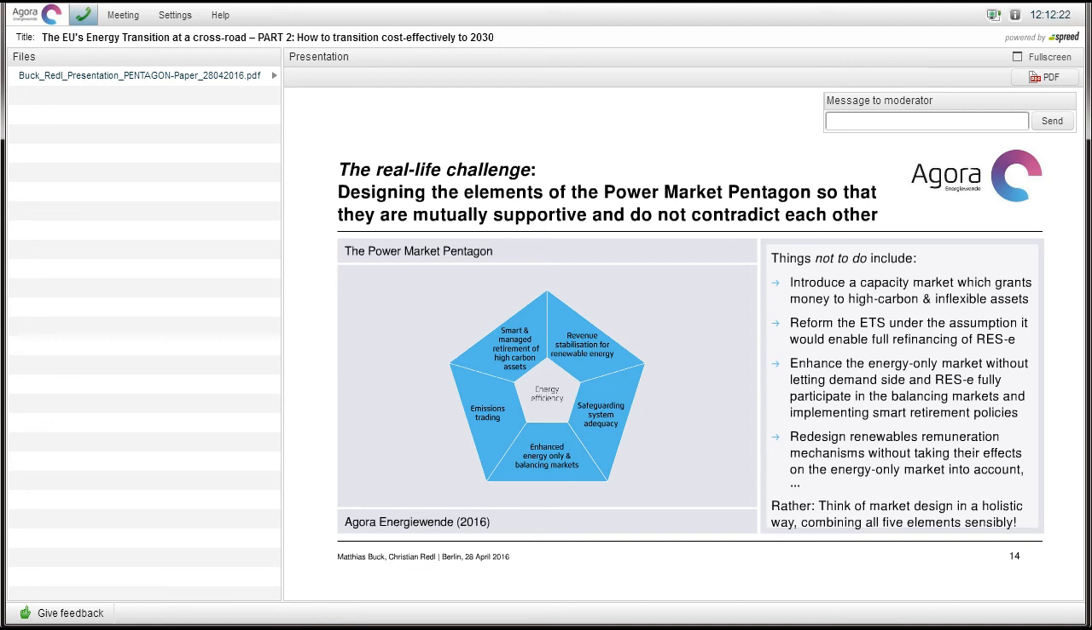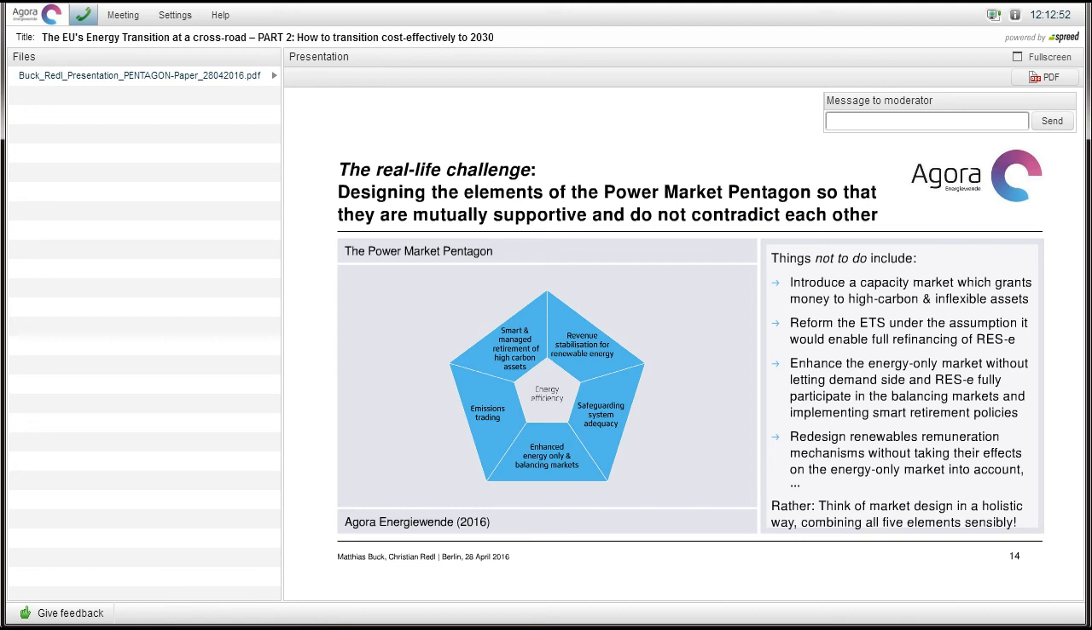I tried to highlight at some points already the spillovers between the two elements, but just to highlight and exemplify this specifically, there are certainly some things which should not be done. For example, a capacity market should not be introduced that simply grants money to high carbon and inflexible assets, because this will constrain both decarbonization and flexibilization efforts.